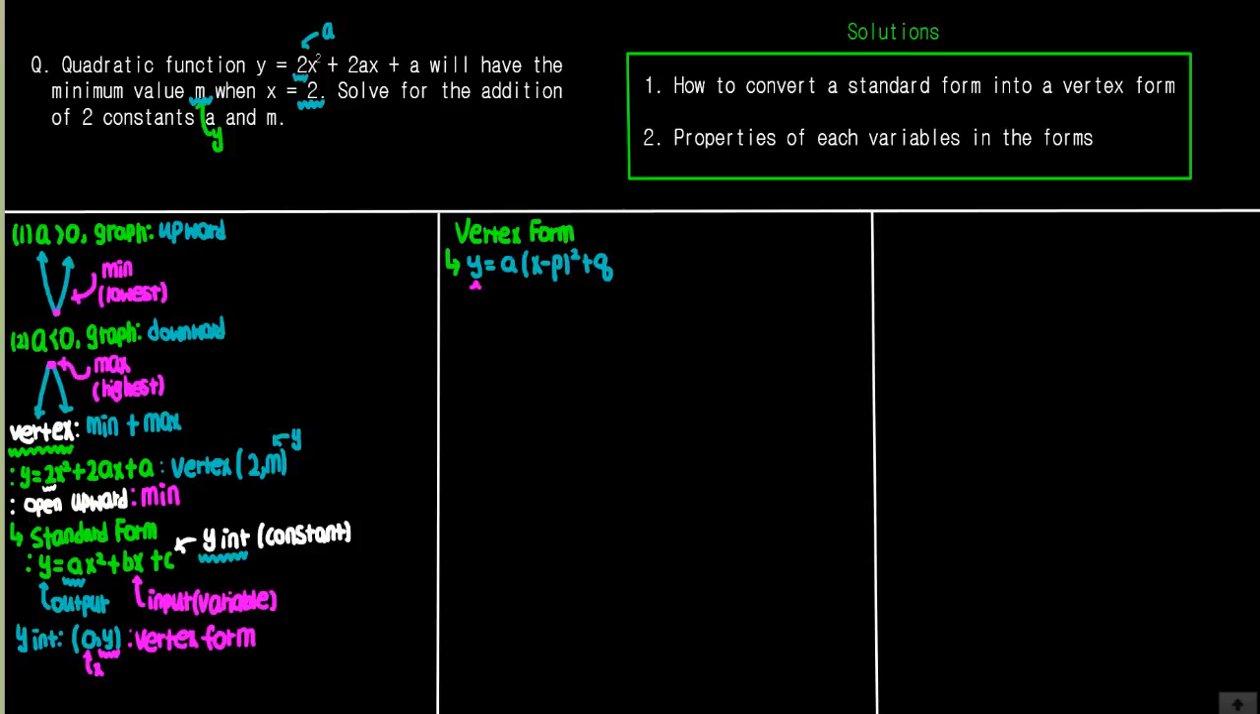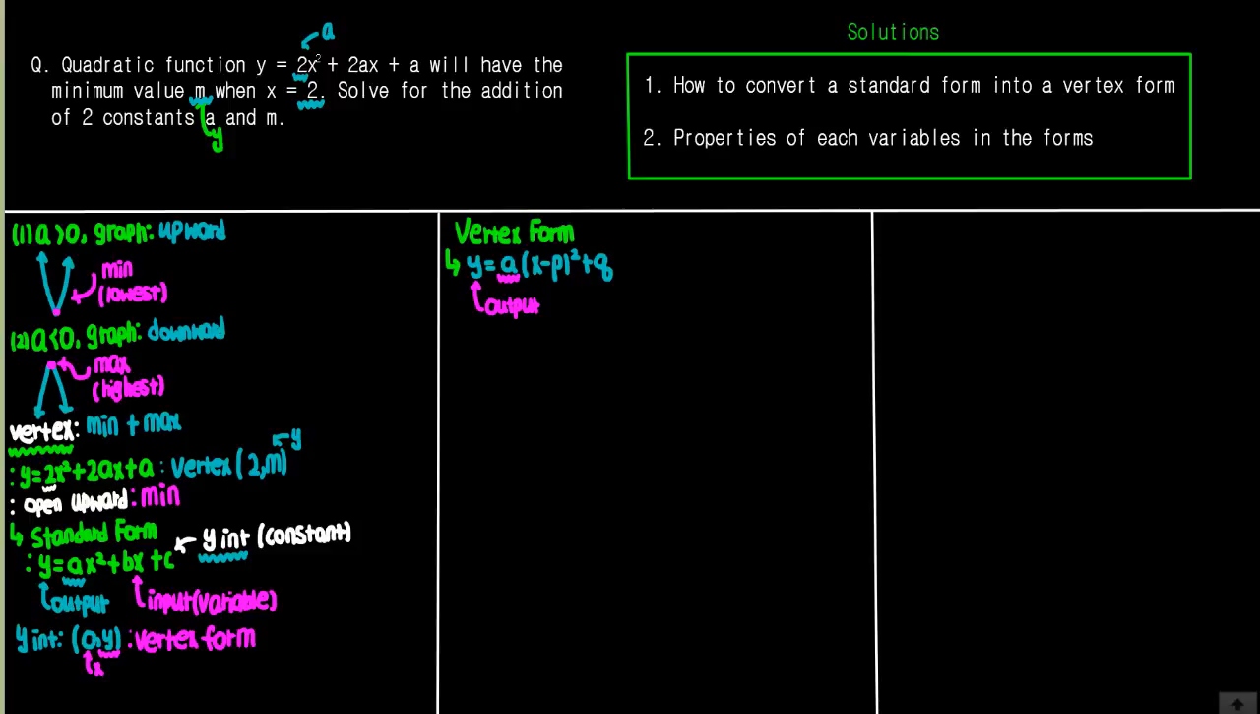Now let's think about its variables. For y and x, those are obvious: y should always be the output of a specific point or the function. And now let's think about what a is. A is our leading coefficient, which defines the two types of our functions.